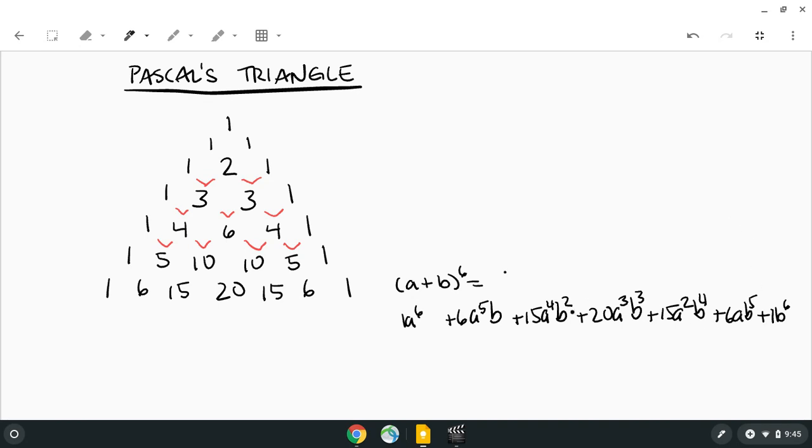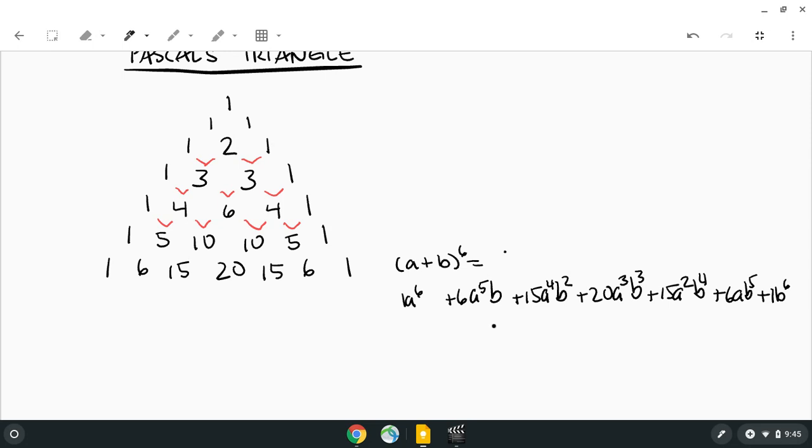There are some checks you can do at the very end to make sure you got all of your exponents correct, because this is a 6th power. Your exponents should always add up to 6. 6 plus 0 is 6. 5 plus 1, 6. 4 and 2, 6. 3 and 3, 6. 2 and 4, 6. 1 and 5, 6. And there's your 6. So again, if we wanted to find a plus b to the 7th, we could do another row for 7.